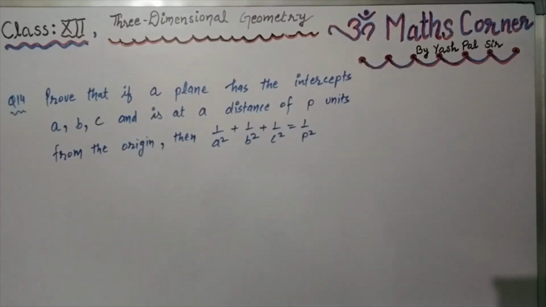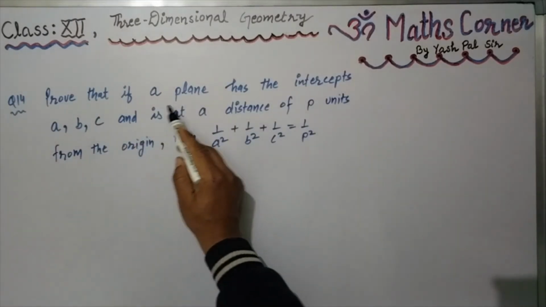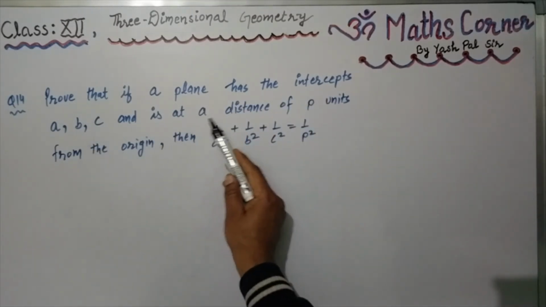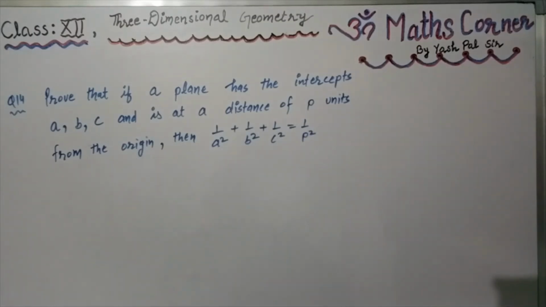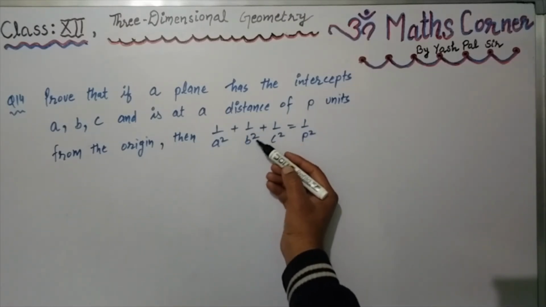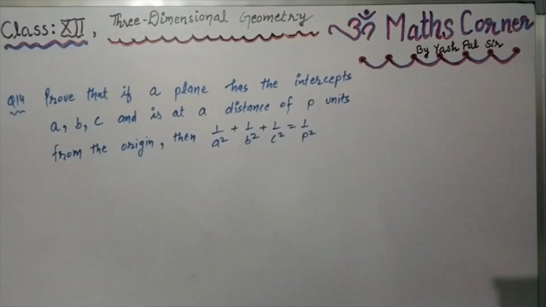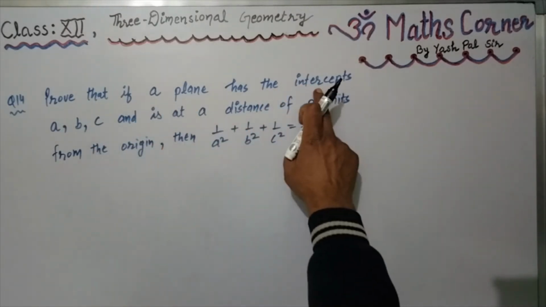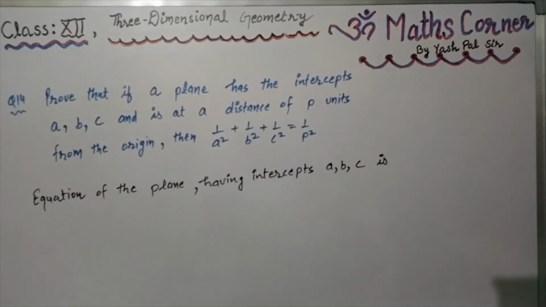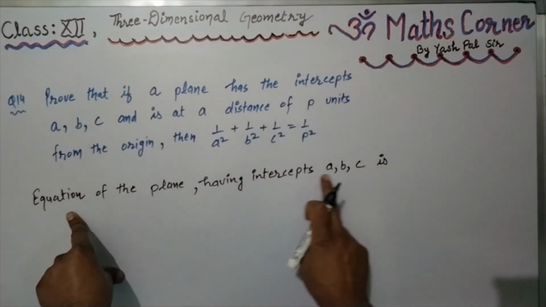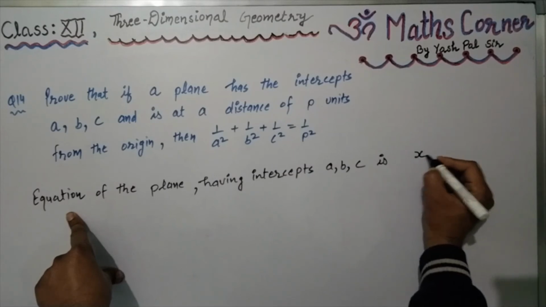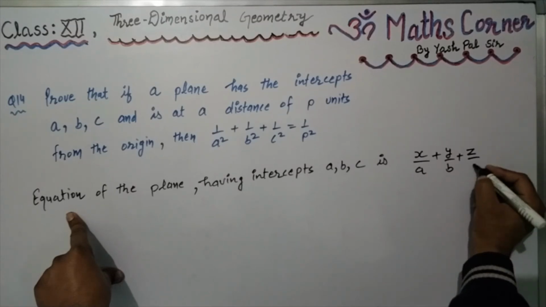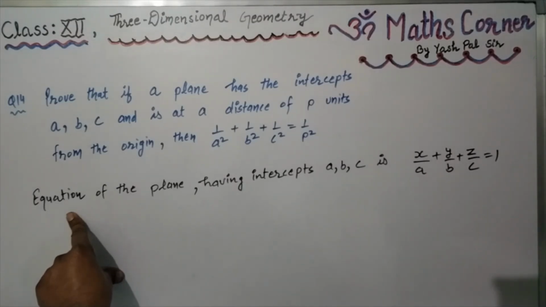Now next question. Question number 14. Prove that if a plane has the intercepts a, b, c and is at a distance of p units from the origin, then 1 upon a square plus 1 upon b square plus 1 upon c square is equal to 1 upon p square. So first of all, intercept form of the plane having the intercepts a, b and c. Equation of the plane having intercepts a, b, c is x upon a plus y upon b plus z upon c is equal to 1.